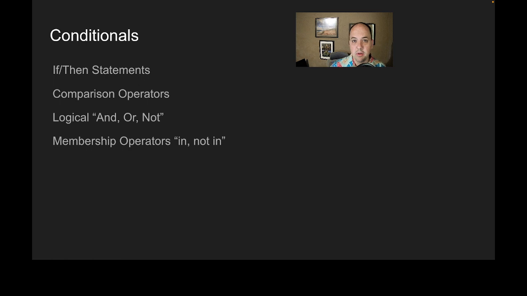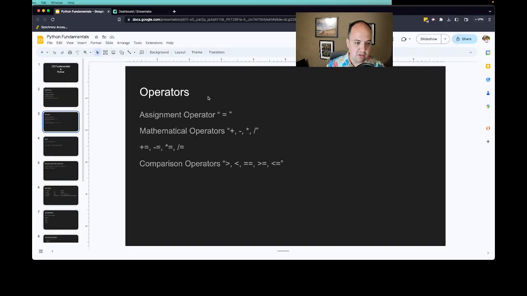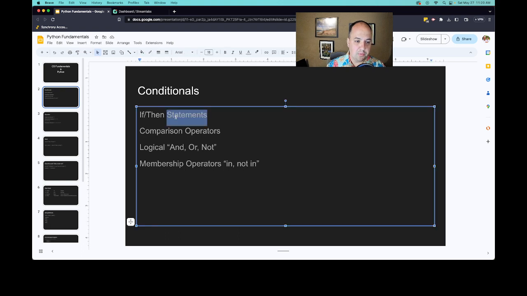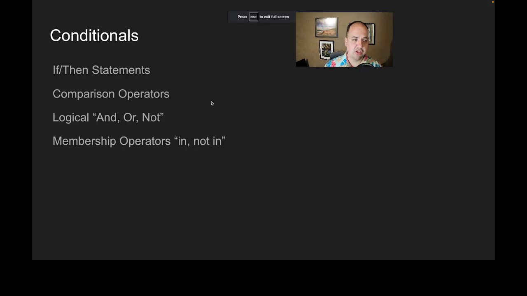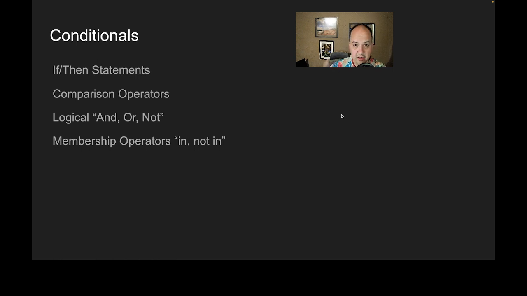One of the key components to if-then statements is the use of comparison operators. If you remember from our previous conversation about operators, we had assignment operators, mathematical operators, iterative operators, and we also had comparison operators. I think I called them conditional operators at the time because they're used in conditional statements. We're going to use those in a lot of our conditional statements, so we want those top of mind, okay?